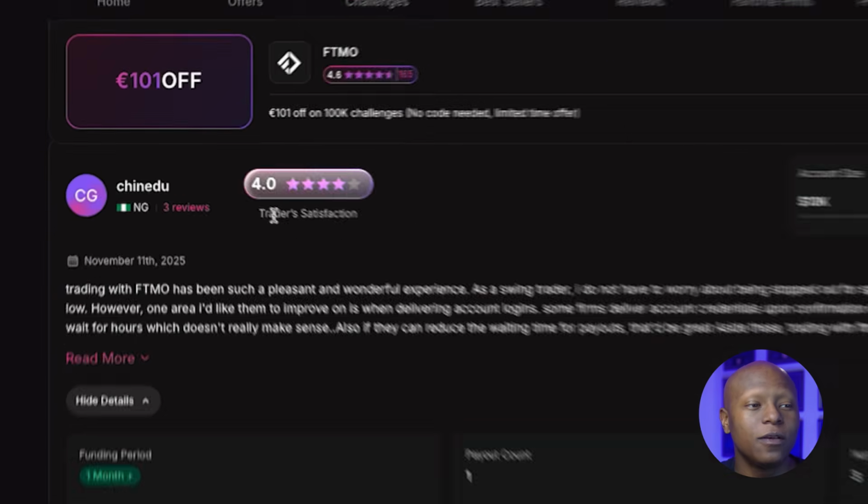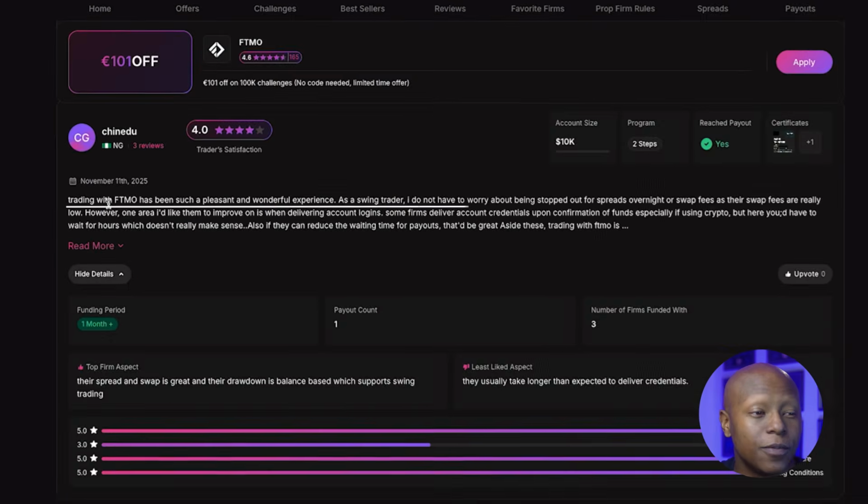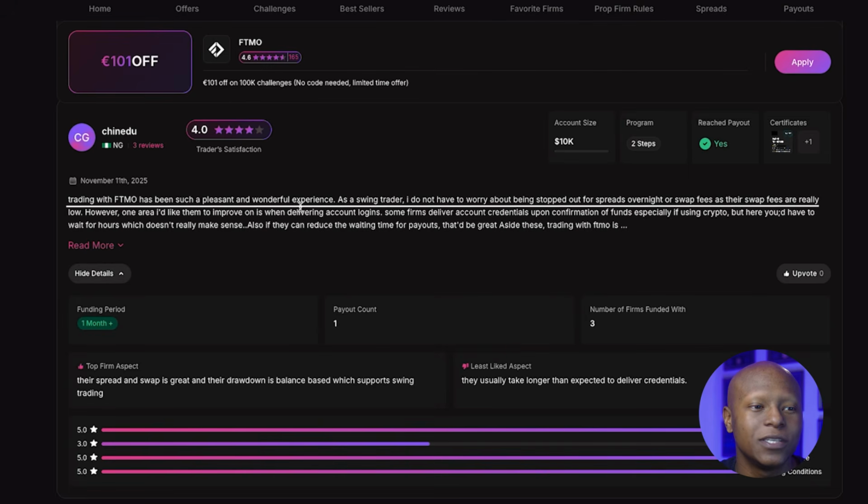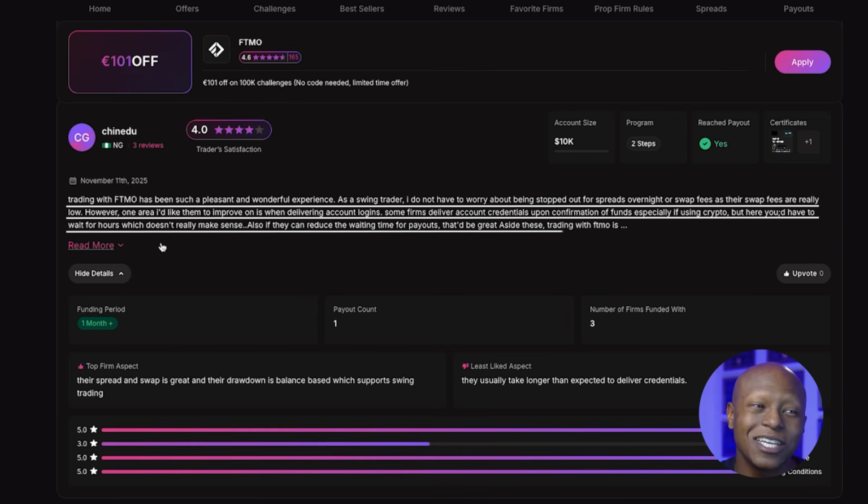One trader rated FTMO a 4.0 and said: trading with FTMO has been such a pleasant and wonderful experience. As a swing trader, I do not have to worry about being stopped out for spreads overnight or swap fees, as their swap fees are really low. However, one area I'd like them to improve on is delivering account logins. Some firms deliver account credentials upon confirmation of funds, especially if using crypto, but here you'd have to wait for hours, which doesn't really make sense. Also, if they can reduce the waiting time for payouts, that'd be great. Aside from these, trading with FTMO is absolutely incredible. I'd easily give them an 8.5 out of 10.